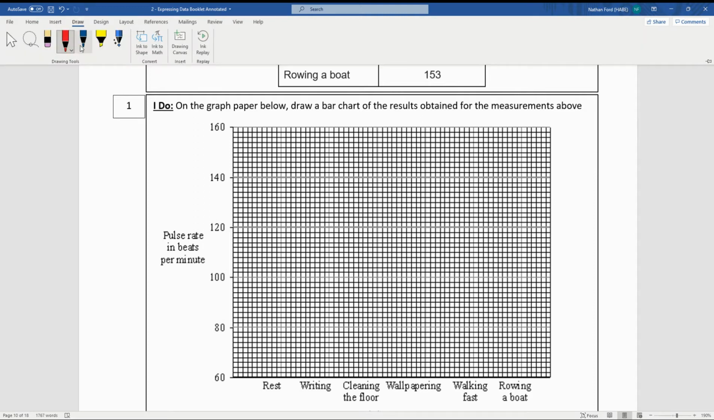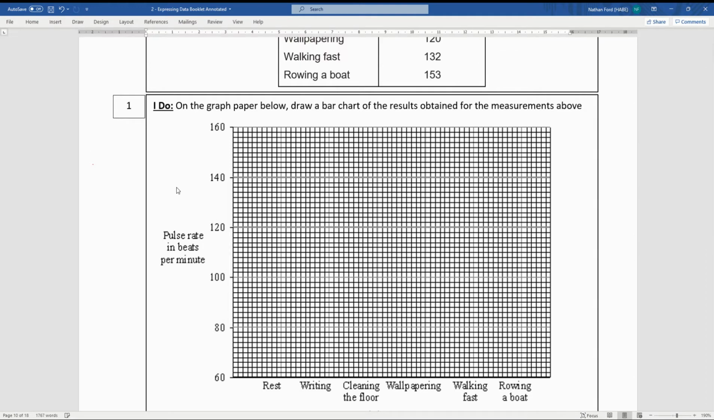Okay, all we need to do is draw it in. So what we've got is rest. At rest, it was 70. So first thing, just like normal, we need to figure out the scale. If you notice, it starts at 60. This is 80, which means that there is a gap of 20. You'll also notice the next one is the same. If you have a look, it's 10 boxes, which represents 20. Another 10 boxes, which represents 20. So let's figure it out now.